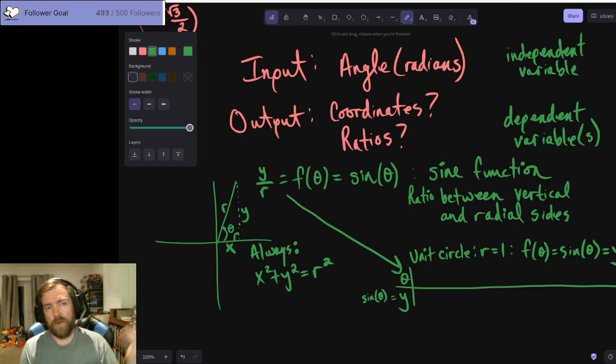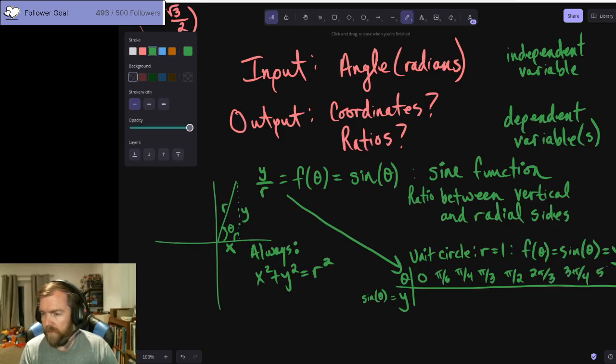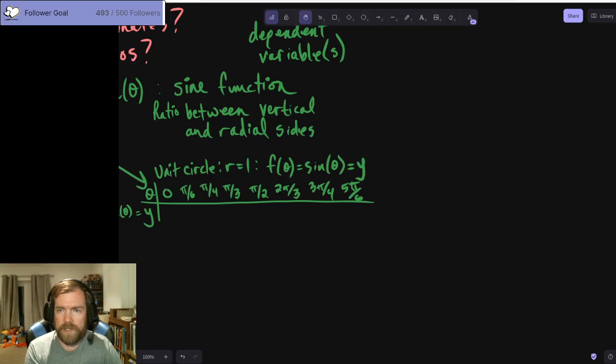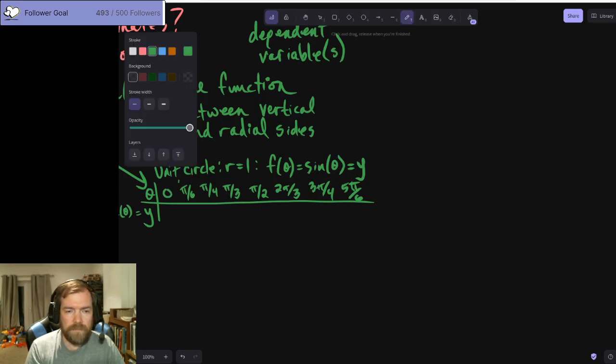So oftentimes what we do is we just pick the important values that we had up there. So 0, pi on 6, pi on 4, pi on 3, pi on 2, 2 pi on 3, 3 pi on 4, 5 pi on 6. All right, and then we'll keep going as necessary.